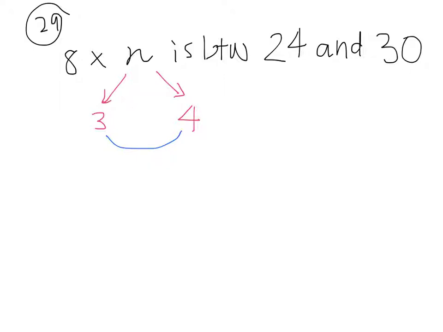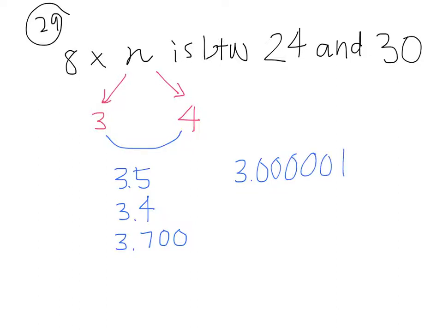Someone give me an example of one. Ashika. 3.5. What's an example of a decimal that falls between 3 and 4? Kyoya? 3.4. What's another one? 3.7 thousand. Like that? Yep. Okay. Richard? 3.000000000. Yep. Okay. All of those are numbers that fall between 3 and 4, okay?